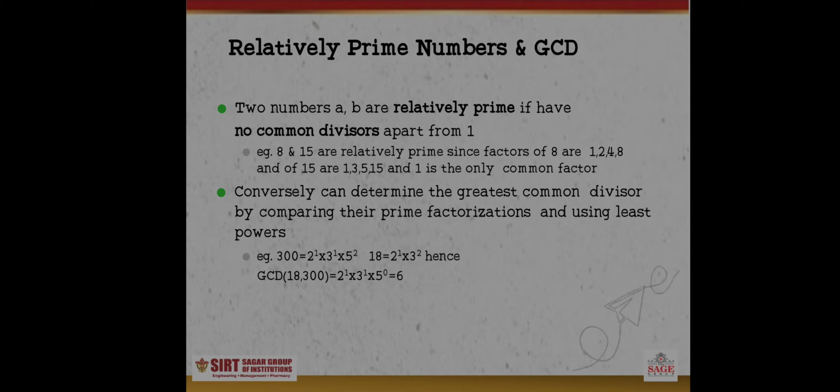When we factorize 8, we get 1, 2, 4, 8, and for 15 we get 1, 3, 5, 15. So 1 is the only common factor between 8 and 15. So 8 and 15 are known as relatively prime numbers.